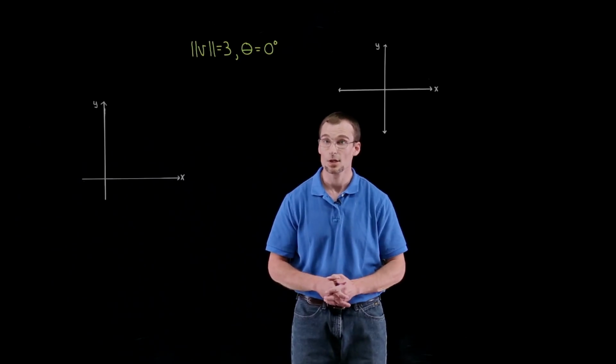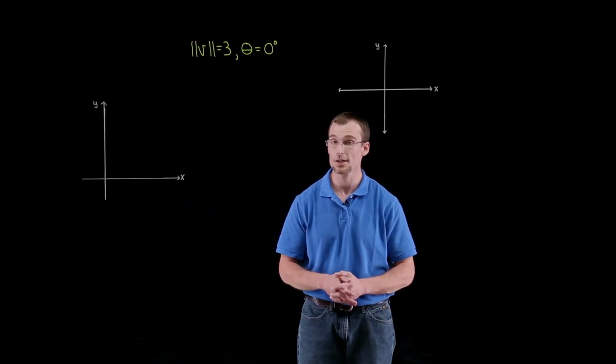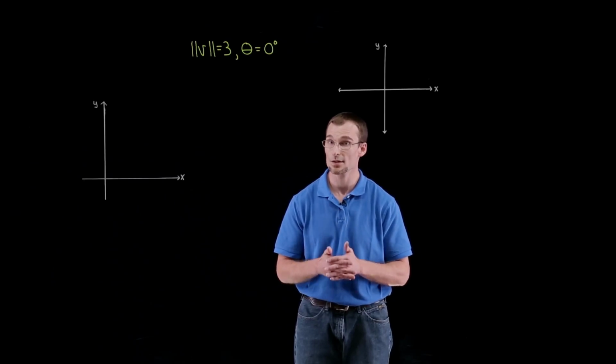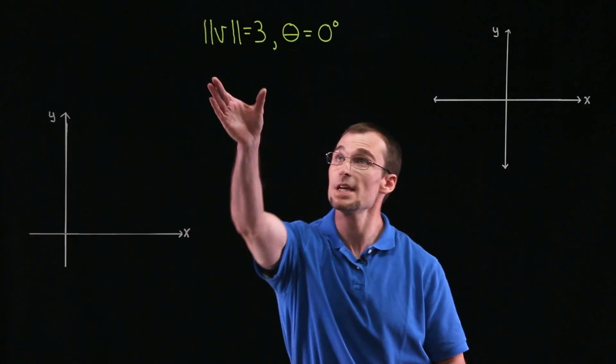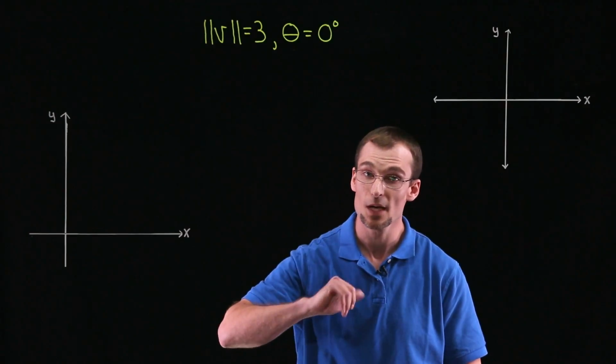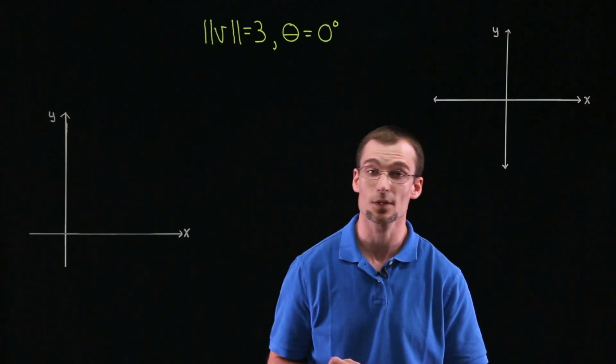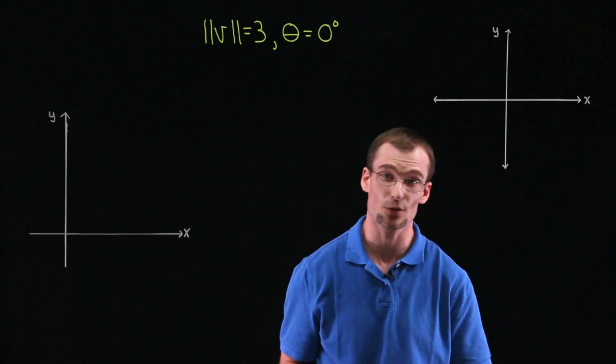Hello everyone, I'm Adam. In this problem, we're going to be finding the component form of a vector v given its magnitude and the direction that it makes with the positive x-axis. So for our vector v, we're told that its magnitude is 3 and the angle theta that it makes with the positive x-axis is 0 degrees.